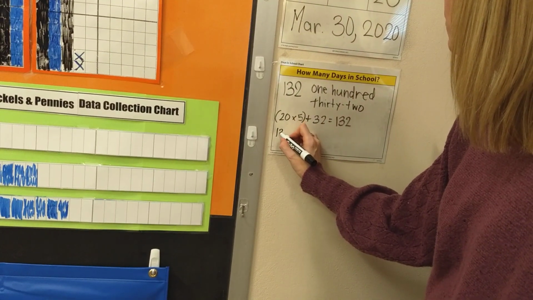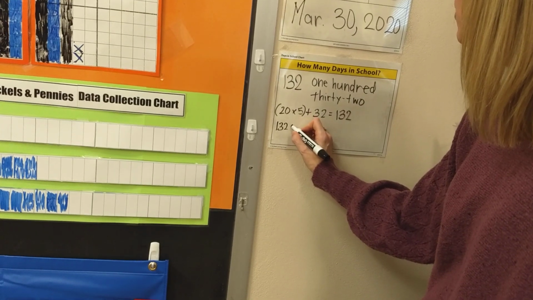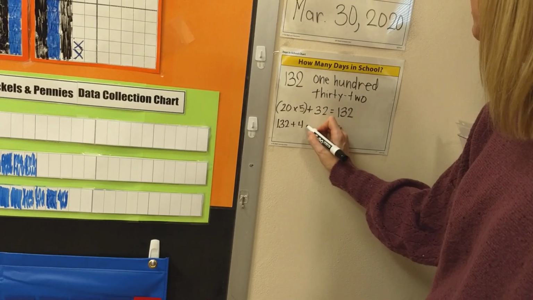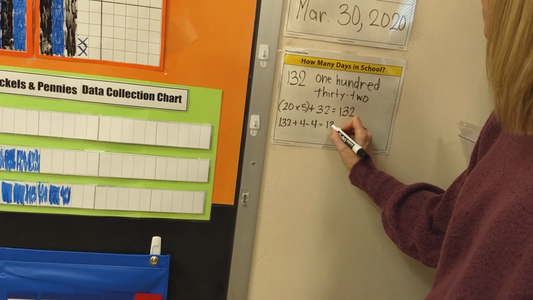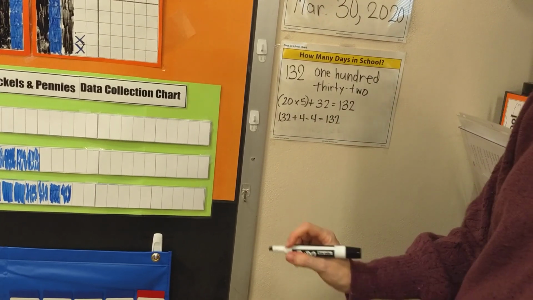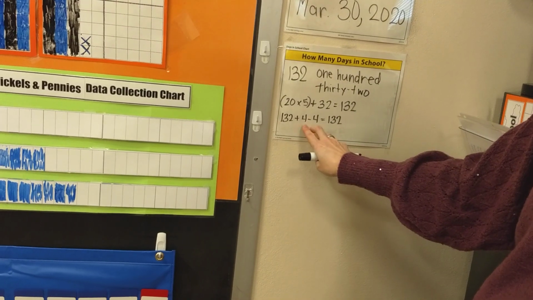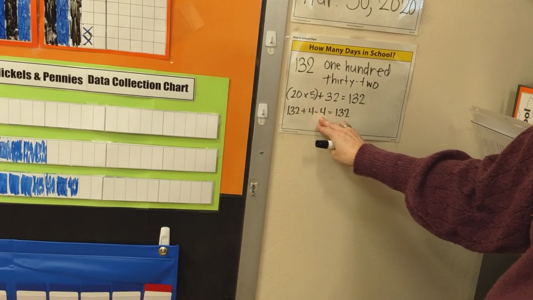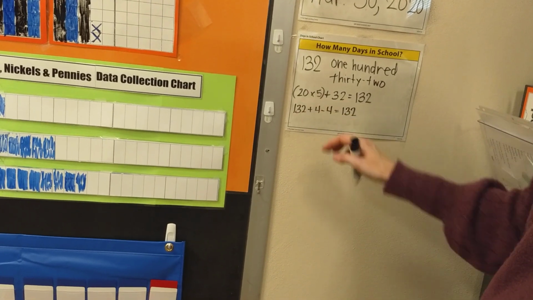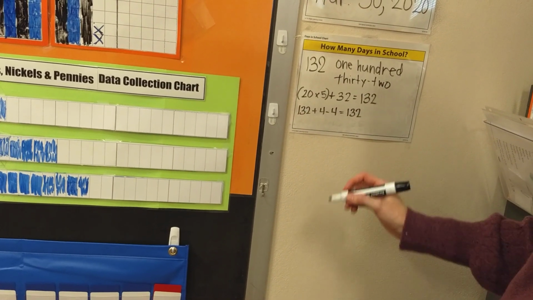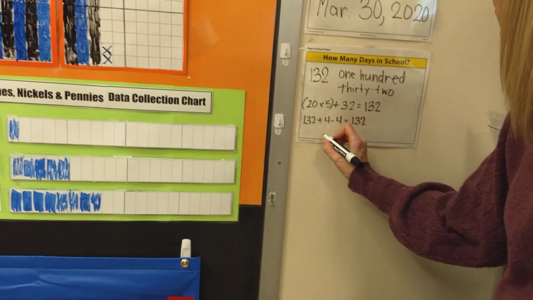And I know some boys and girls in my class like to do this equation. So they would say 132 plus 4 minus 4 equals 132. So the plus 4 and minus 4 cancel each other out, which basically says you have 132 plus 0 would equal 132.